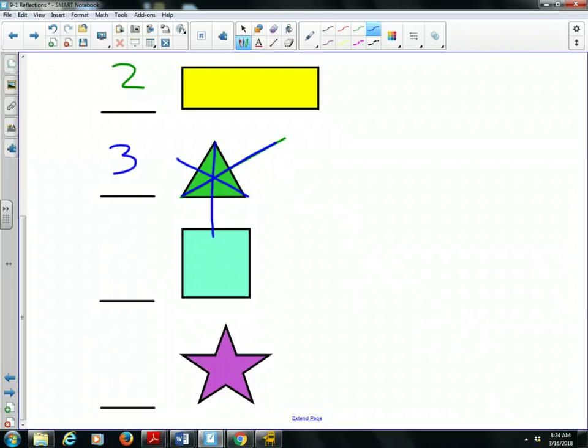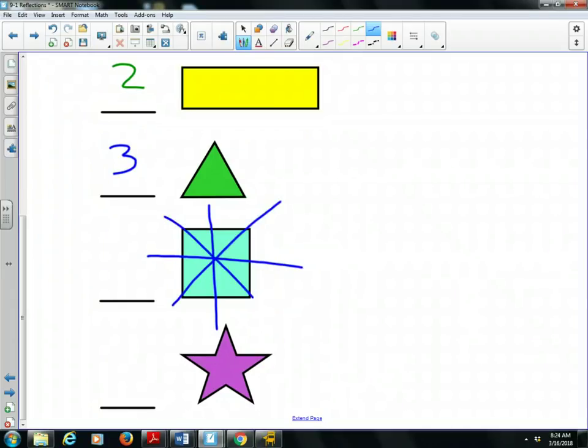The square does have 4 lines of symmetry. That is the vertical crease, the horizontal crease. You could also fold it along the diagonals on both sides. So this one has 4 lines of symmetry.